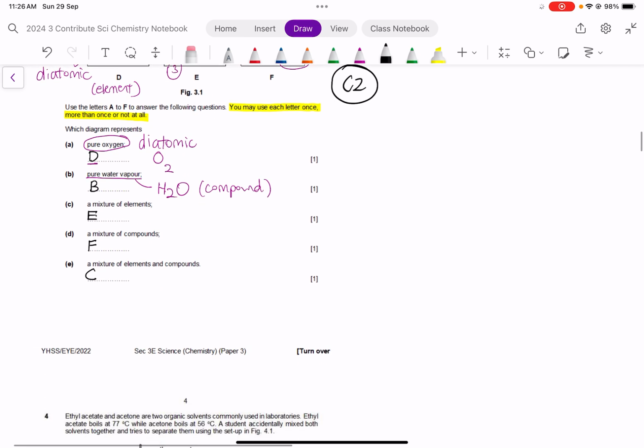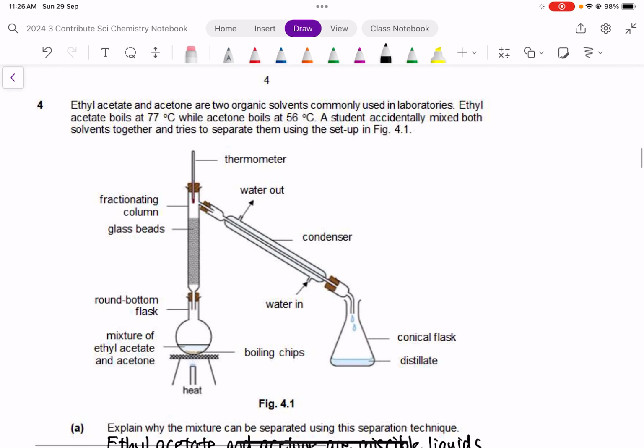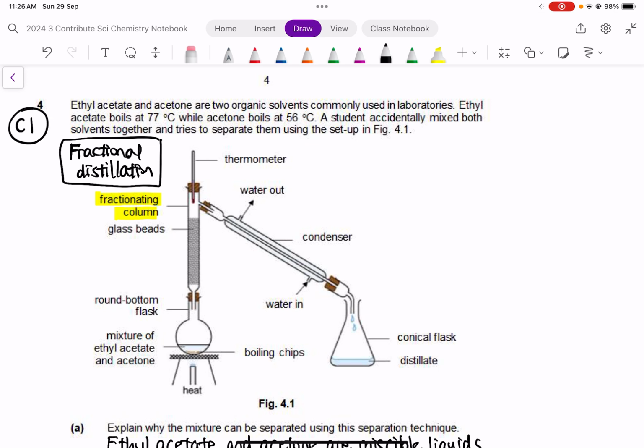So now moving on to question 4. Now question 4, this is the fractional distillation method. You can tell it's fractional distillation because there is a fractionating column. Okay, so the method is called fractional distillation. This is covered in chapter 1 of the textbook, as well as the chapter 1 video for the revision playlist.